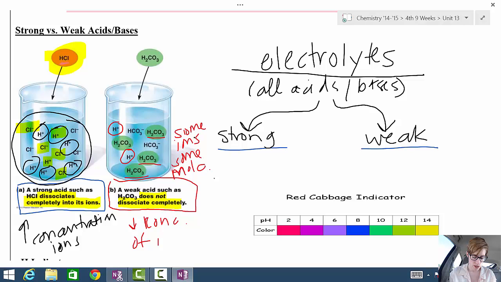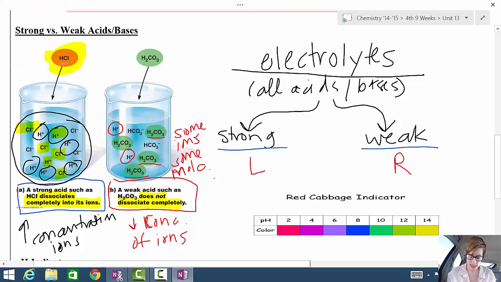concentration of ions. And again, this picture shows a weak acid, but this picture can also be used to show what happens when weak bases go in water, except instead of having a low concentration of H+ ions, they're going to have a low concentration of OH ions, okay? So my strong picture is on the left and my weak picture is on the right.